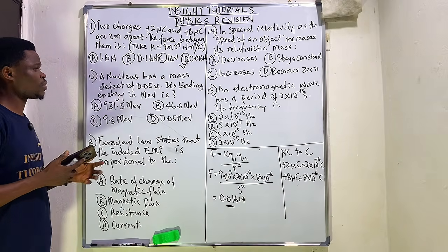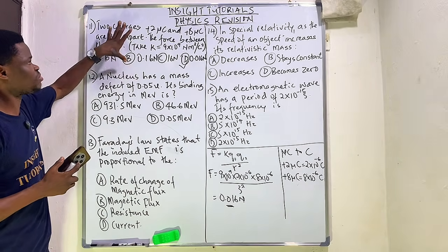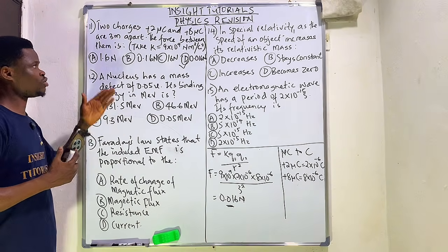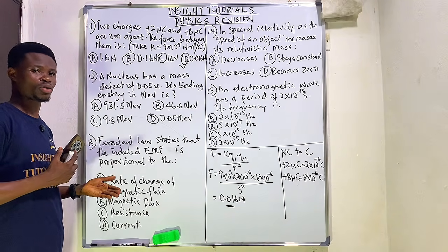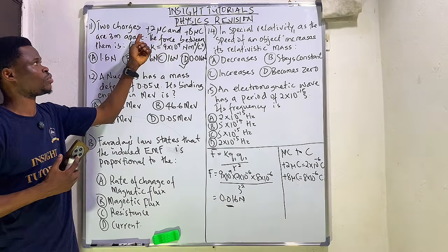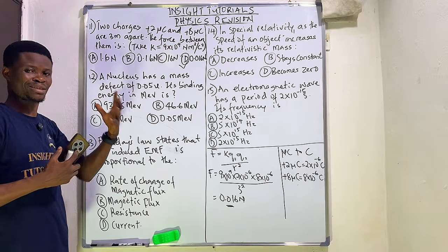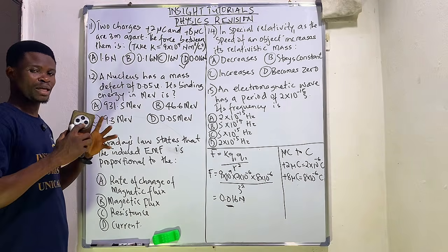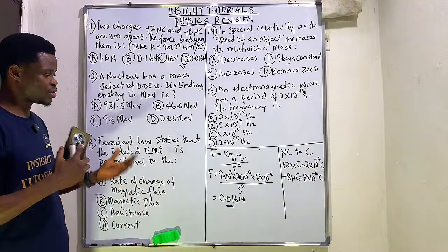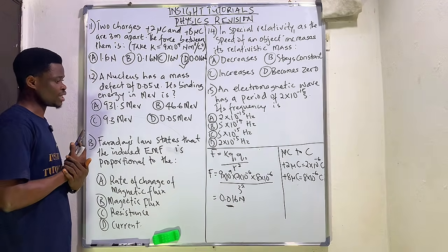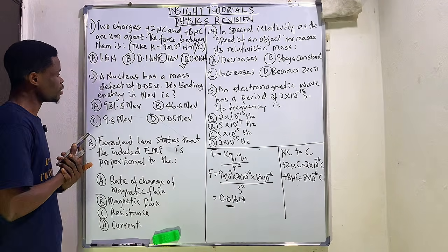What this means is that there's a repulsive force between these two charges. Why is the force repulsive? Because the two charges have the same sign. They are both positively charged, and we know that like charges repel, but unlike charges attract. So there's a repulsive force of 0.016 Newton between these two charges.